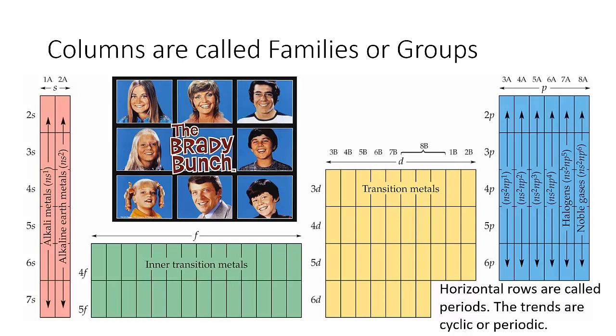The horizontal rows are called periods. These are called periods because they're cyclic, meaning you might have an increase in a property, and then you go down a row and there's an increase in that property again. So they're periodic or cyclic in their properties rather than shared.